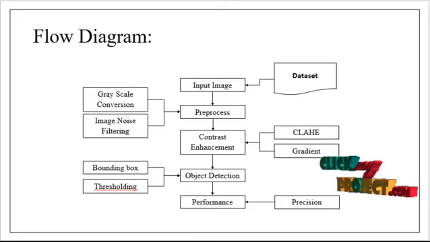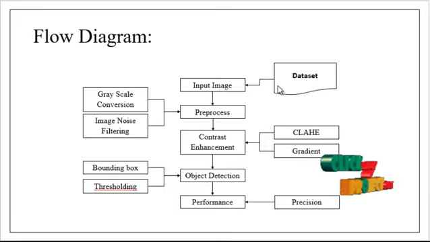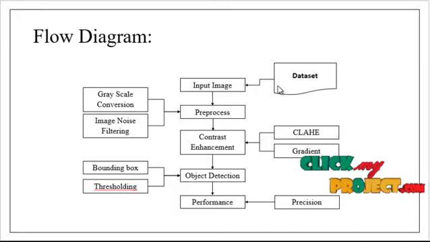Now we are going to discuss the flow diagram of the process. This is the overall working flow of this project. The project consists of modules such as input image, pre-processing, contrast enhancement, object detection, and finally performance estimation. At first, the input image is taken from the dataset. The dataset consists of several low light contrast images.